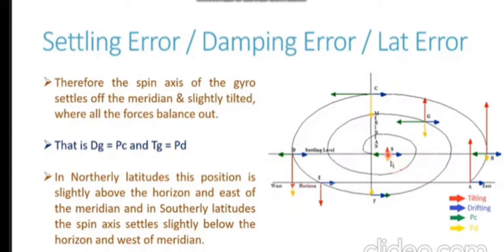So basically at this position, drifting is equal to PC, control precession, and tilting is equal to PD, the damping precession. The position is slightly above the horizon and east of the meridian, as we see in the diagram. And if we go to south latitude, the spin axis settles slightly below the horizon and west of the meridian. So I hope it is okay up to here, beta.